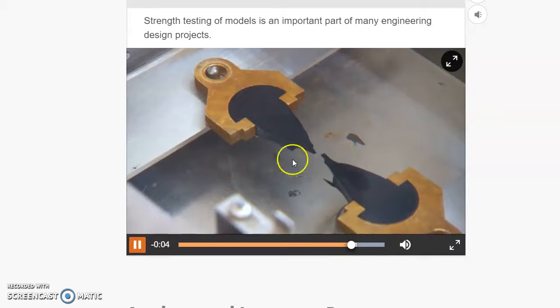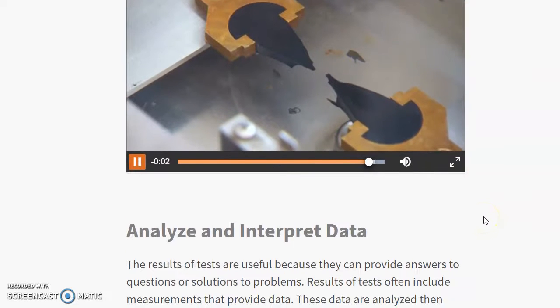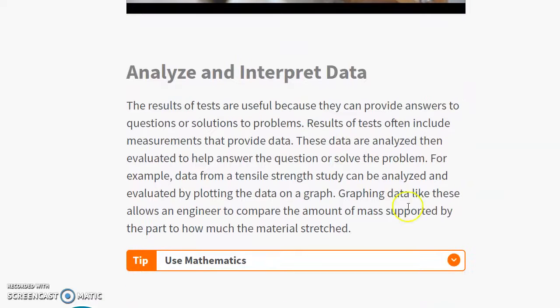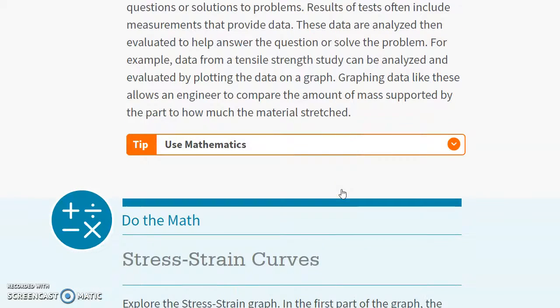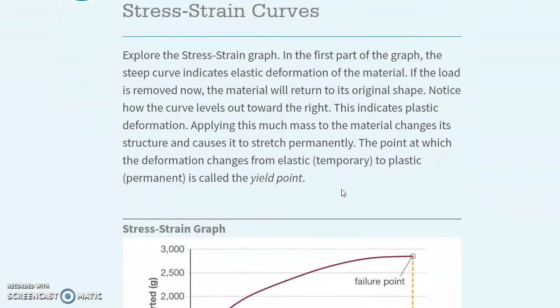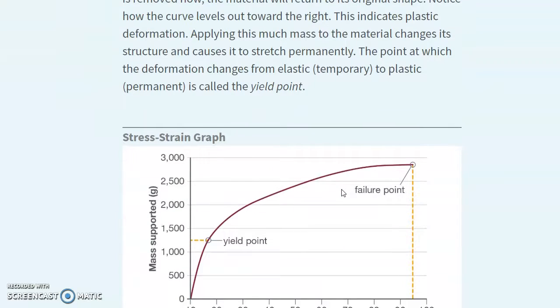And then it breaks right here. So they would know that that's as much pressure as a material can take. Okay, it gives a lot of answers when you take this data and you analyze it. They even graph it. So here's a stress and strain graph.